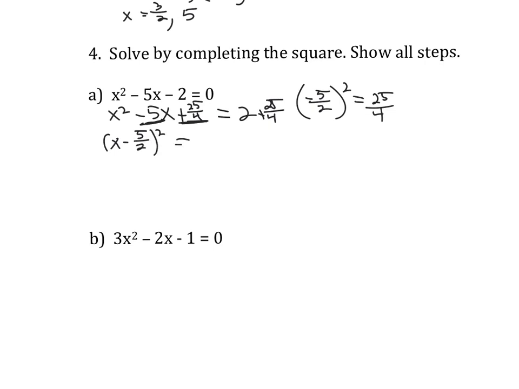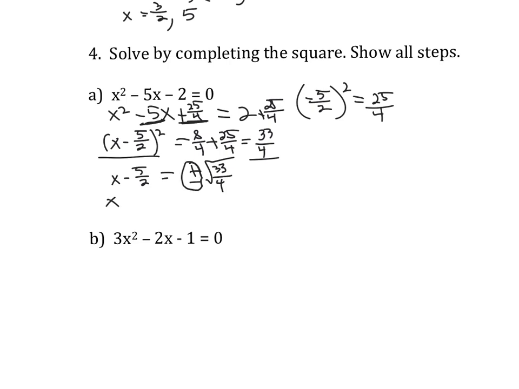And over here, we're going to get 2, which we can write as 8 over 4 plus 25 over 4. And then that's going to equal 33 over 4. So now we have x minus 5 over 2 squared equals 33 over 4, so we'll square root both sides and we'll get x minus 5 over 2 is equal to either the positive or negative square root of 33 over 4. Because if we think about what number squared is equal to 33 over 4, well, it could be a negative number or it could be a positive number, and both would have the same absolute value. So that's why we need the plus minus sign here.